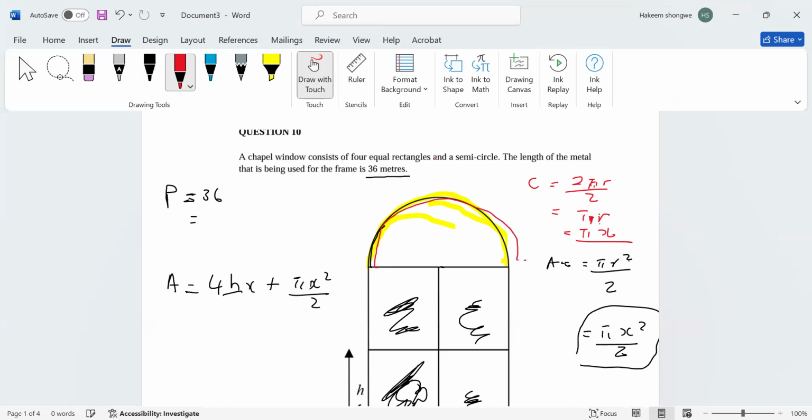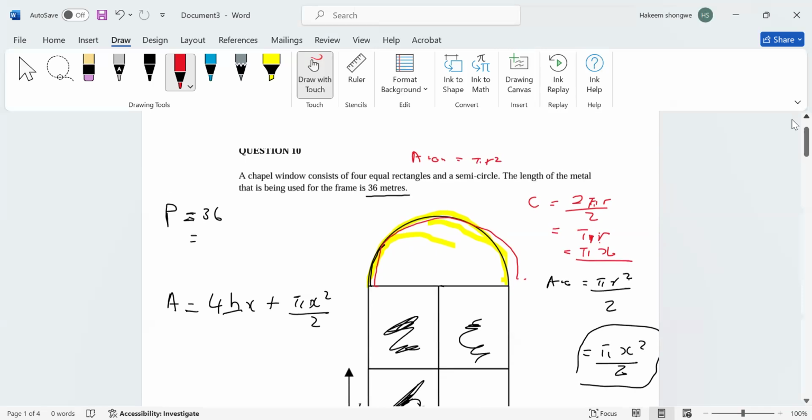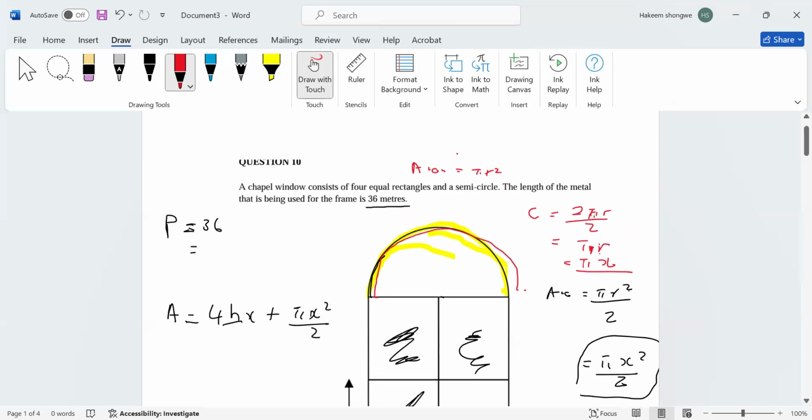Just a reminder, how do you get the circumference if you've forgotten? The area of a circle is given as pi r squared. The circumference is the derivative of the area, the rate of change of the area. So the circumference is given by differentiating in terms of r. You're going to have 2 pi r.